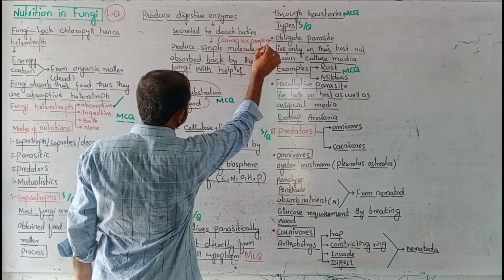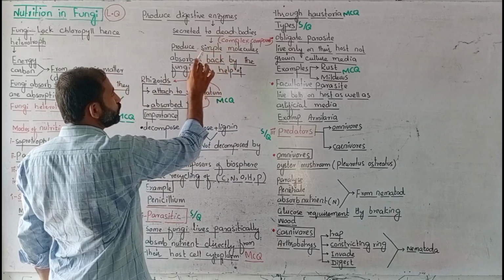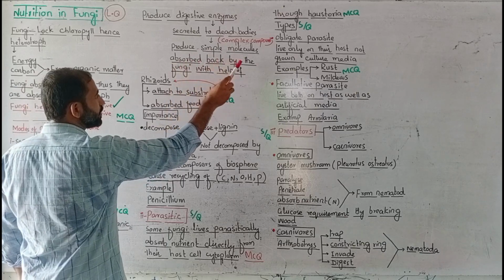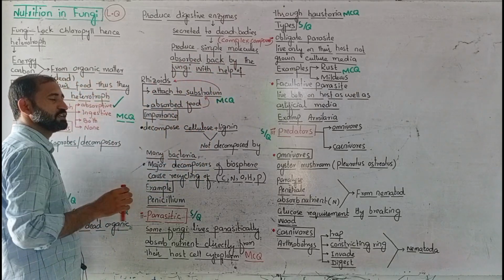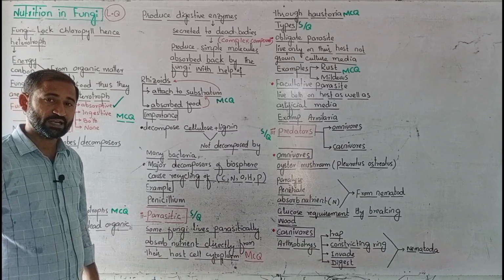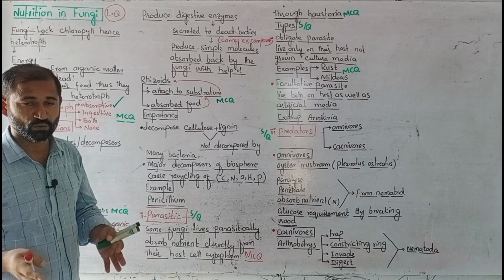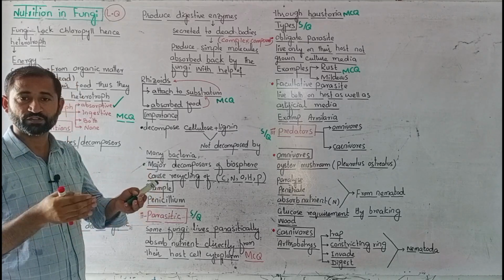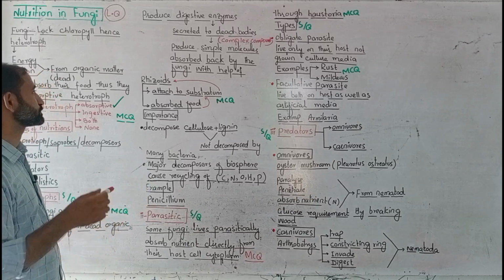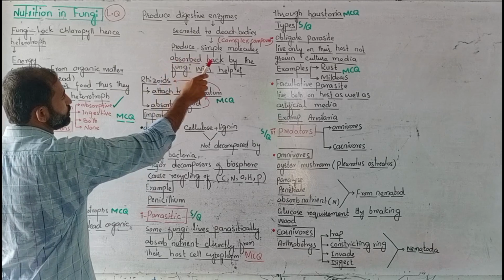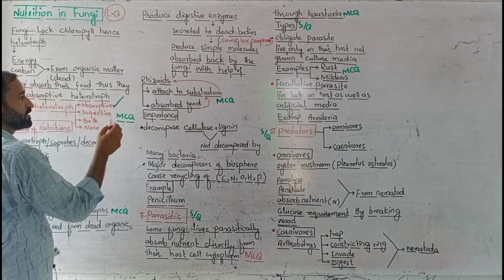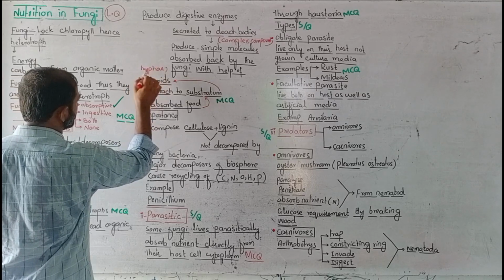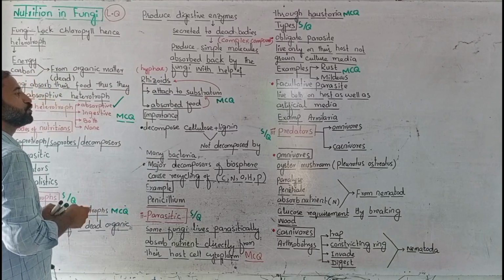and these complex compounds are now broken down into simple molecules, and these simple molecules are absorbed back by the fungi with the help of rhizoids. When complex compounds of a dead animal or plant body are broken down, they are converted into simple molecules that are absorbed by the body of the fungi. Next, absorbed back by the fungi with the help of rhizoids. Rhizoids are made up of special hyphae. And there are two functions of rhizoids.